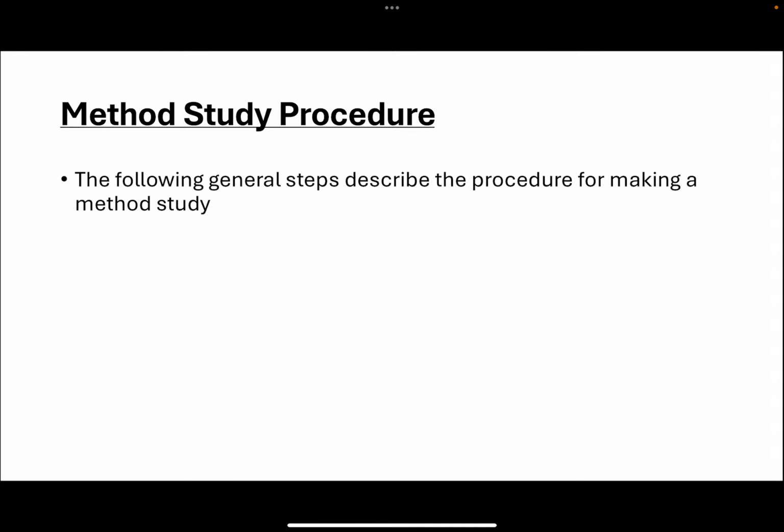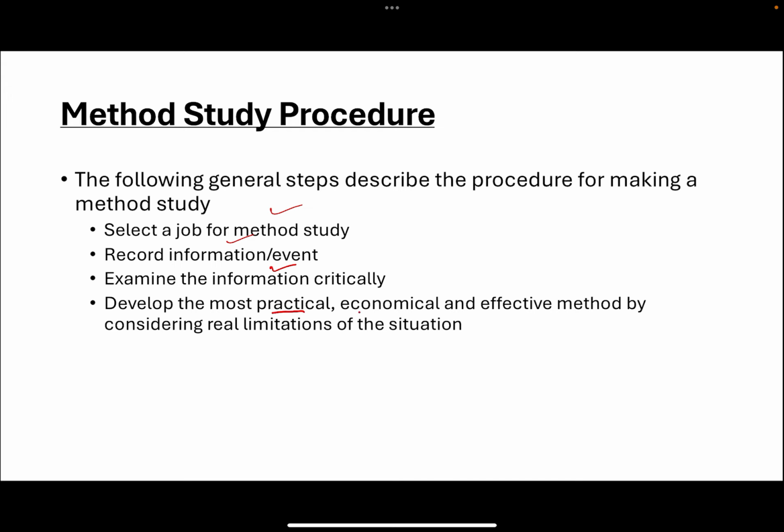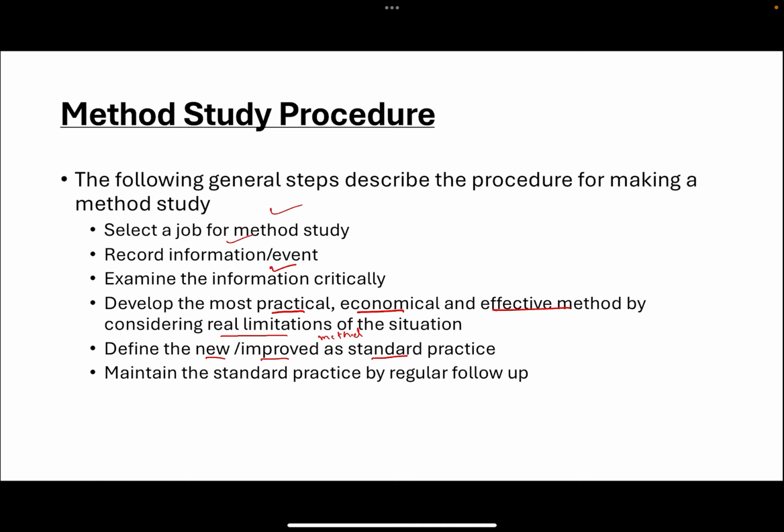Let us look at the method study procedure. The following general steps describe the procedure for making a method study. First, you need to select a job for method study. Then we will record the information or events. Then examine the information critically. Then develop the most practical, economical, and effective method by considering the real limitations of the situation. And then define the improved method as the standard practice, and maintain the standard practice by regular follow-up.